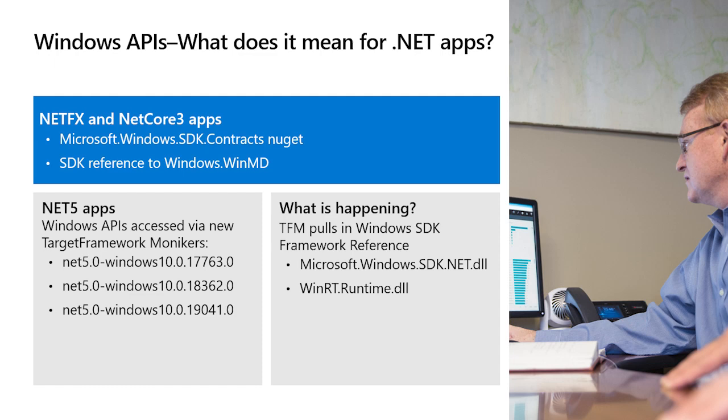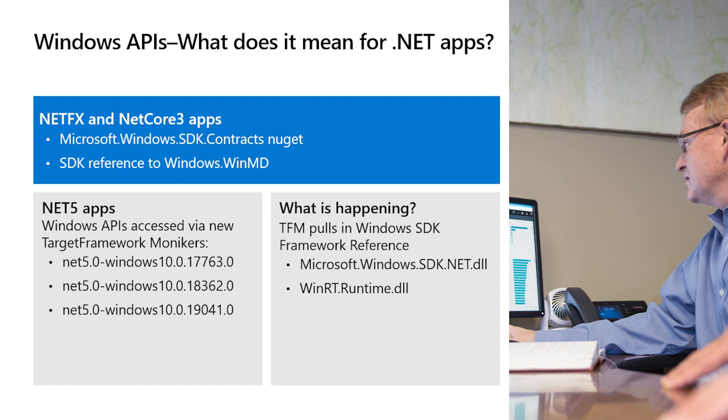.NET 5 has introduced a new set of target framework monikers that support .NET 5 and Windows 10. Here we have support for 3 different versions of Windows, the last 3. 17763, which was build 1809, 18362, which was Windows 1903, and 19041, which was Windows 2004, just released this past spring.